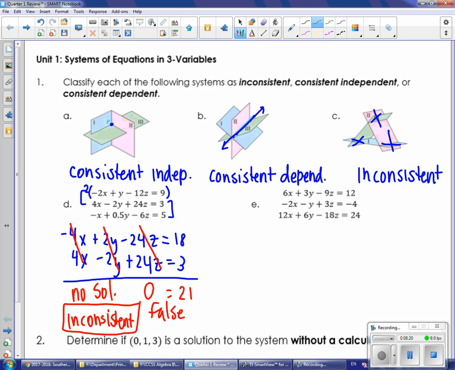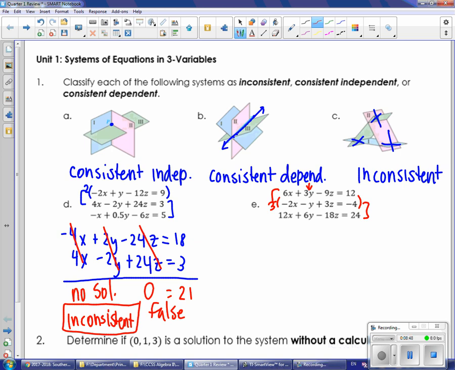If we take a look at letter E, I can do the same thing. In this case, I can see that my y variable is the only one that has a coefficient of 1 or negative 1. So I'm going to focus on eliminating my y variable. And again, I'm going to combine my first two and my second two equations. If my goal is to eliminate y, then I'm going to need to multiply the second equation by a positive 3 so that I'll have a negative 3y canceling the positive 3y in the first equation.